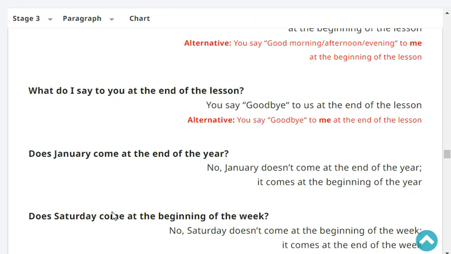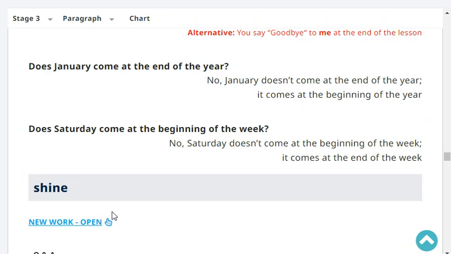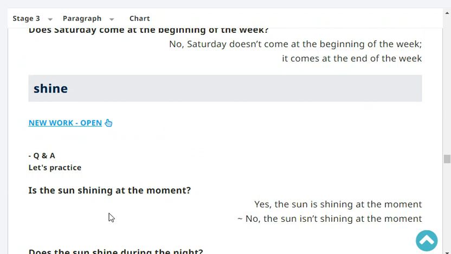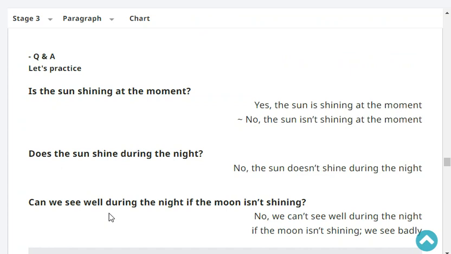Very good. Does Saturday come at the beginning of the week? No, Saturday doesn't come at the beginning of the week. It comes at the end of the week. Very good. Is the sun shining at the moment? Yes or no? No, the sun isn't shining at the moment.